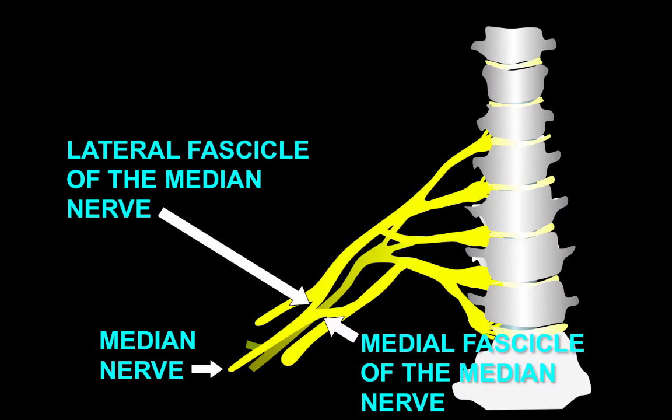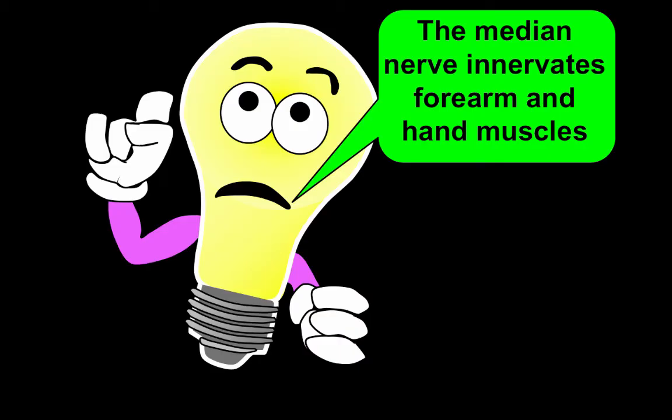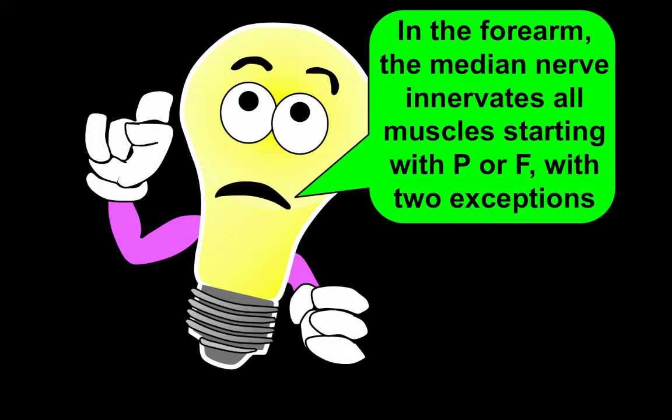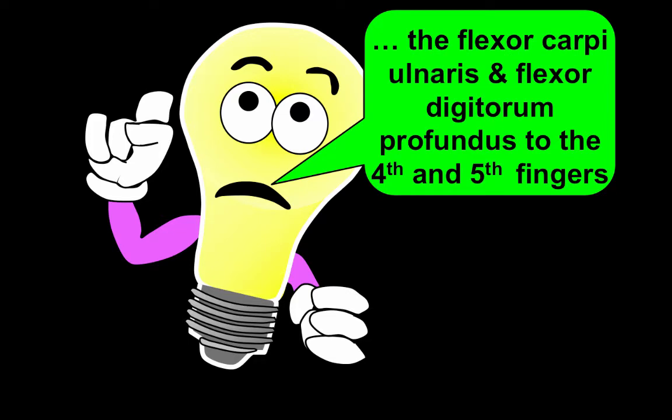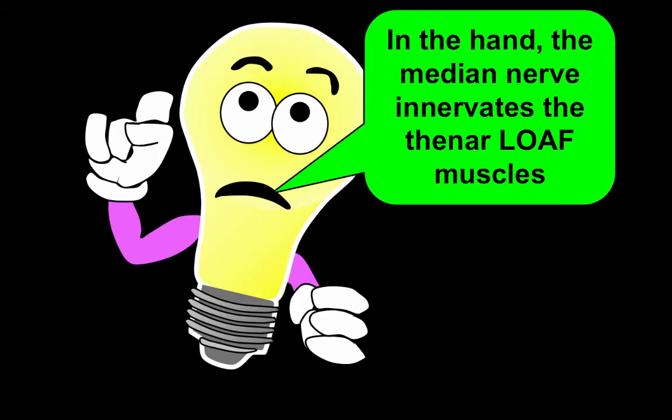The lateral-medial branch of the lateral cord and the medial-lateral branch of the medial cord join to form the median nerve. The median nerve innervates forearm and hand muscles. In the forearm, the median nerve innervates all muscles starting with the letters P or F, with two exceptions. The exceptions are the flexor carpi ulnaris and the segment of the flexor digitorum profundus to the fourth and fifth fingers. In the hand, the median nerve innervates the LOAF thenar muscles.